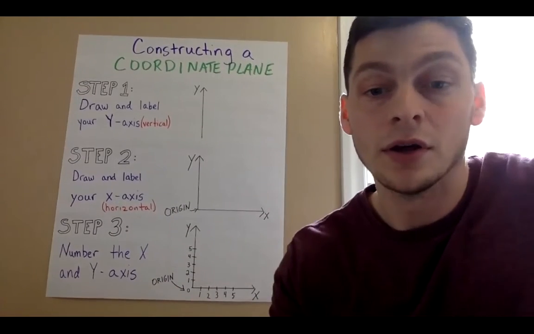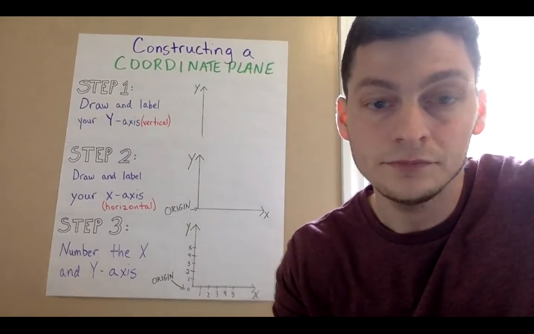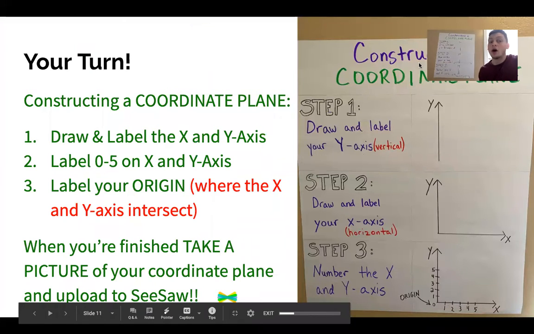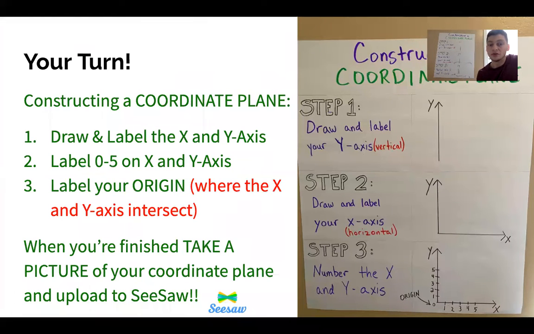So at this time, I'm gonna show you the assignment that you are being asked to complete. Okay, you are constructing a coordinate plane. You are going to draw and label the X and Y axes. You are going to label 0 through 5 on the X and Y axes. And then you're going to label your origin, which, as we reviewed in part 1, is where the X and Y axes intersect. On the right side, you have a screenshot of the anchor chart that I am going to walk you through right now, which can be found in the assignment board as well.